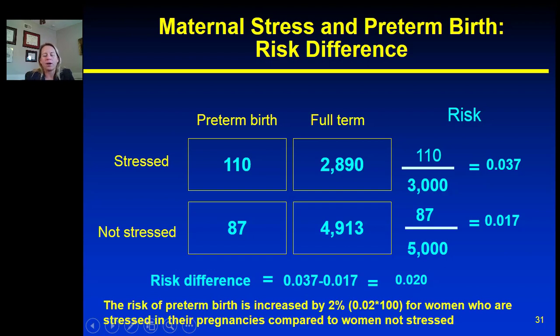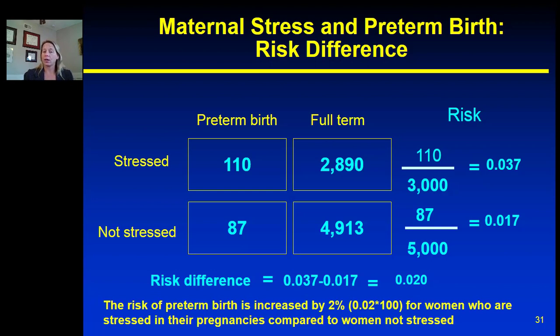So in contrast, you can calculate the risk difference. Again, this is an absolute measure, and incidence, or risk, is calculated the same. However, now you're taking the difference, or the delta, between the two, and usually we calculate the incidence in the exposed minus the incidence in the unexposed. And when doing so with this scenario, we get a risk difference of 0.02, which can be translated into a percentage by multiplying it times 100. And we can then say the risk of preterm birth is increased by 2% for women who are stressed in their pregnancies compared to women not stressed.